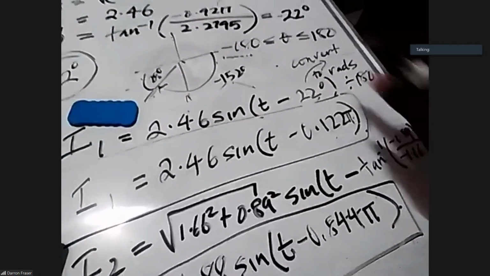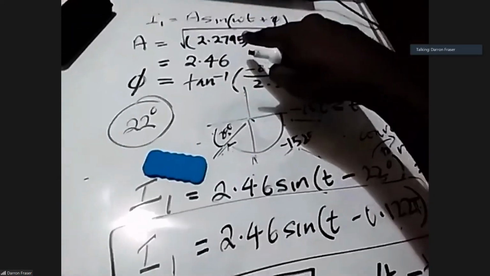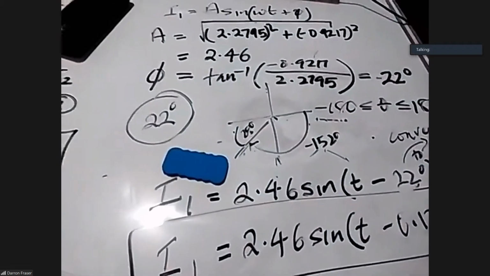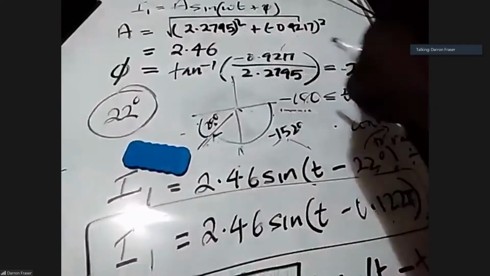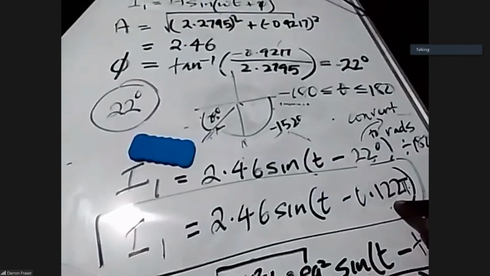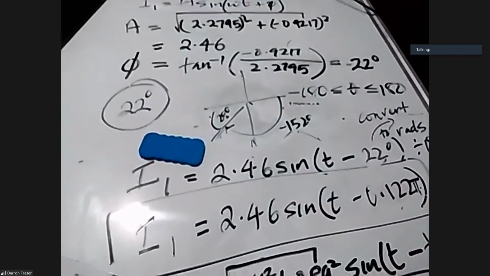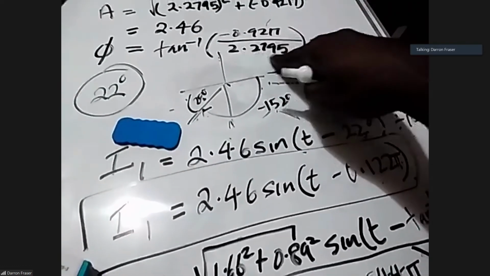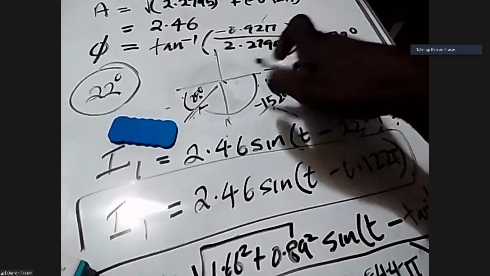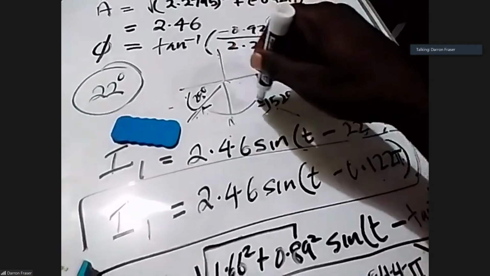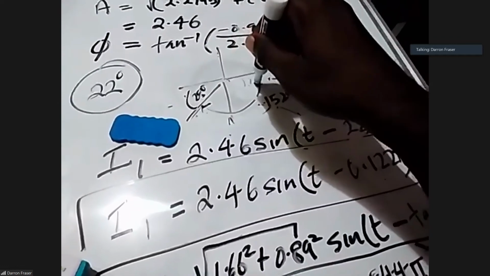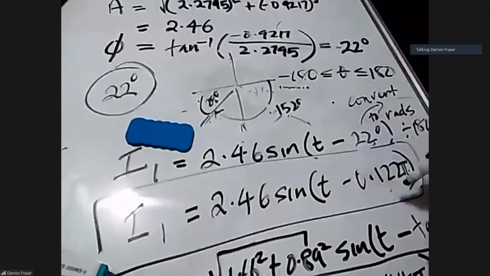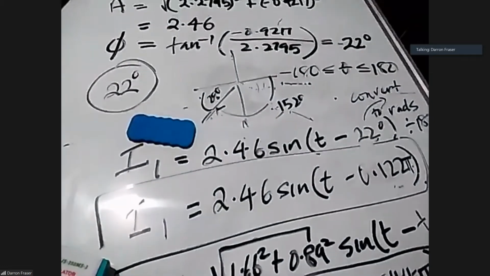No. Remember, when you square this one, it doesn't matter if it's negative or positive. It didn't change this, it changed the angle. Because now when you have negative 0.9217 over 2.795, the quadrant that it is in is going to change. So you're going to get 22 degrees over this side, and then that 22 degrees works out to the value that we have here. So that was the change.